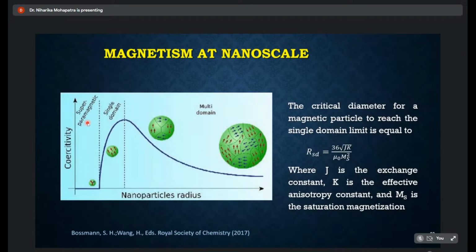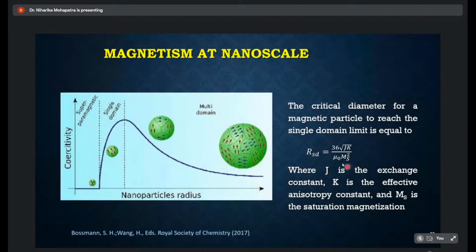Now the name is again misleading. Why do we call this superparamagnet? This is not a paramagnet. Remember, this is not a paramagnet. It is still a ferromagnet. And there is strong exchange interaction between the electrons present inside the magnetic ions. So still strong exchange interaction, but you have a single domain, and there are no domains here.